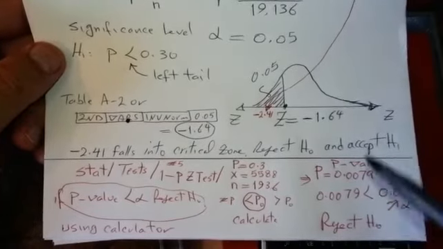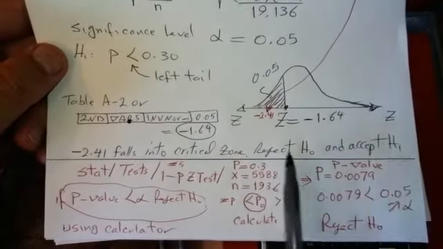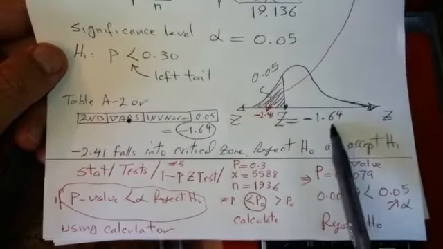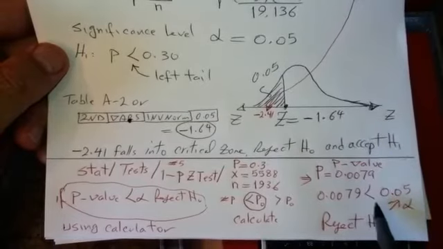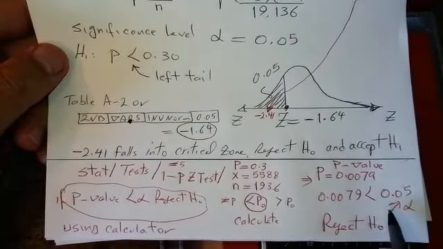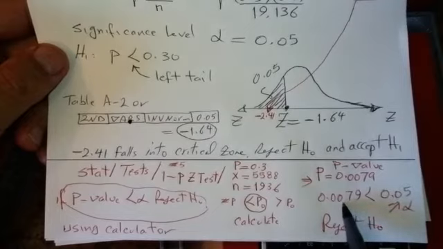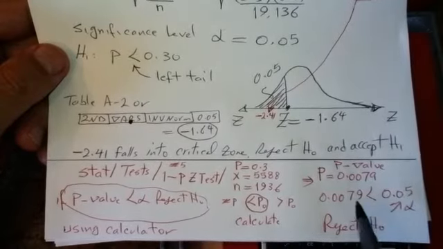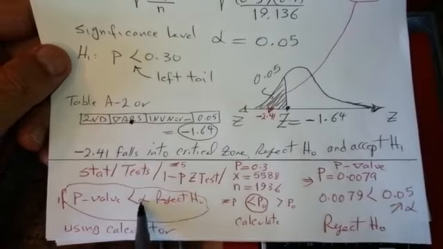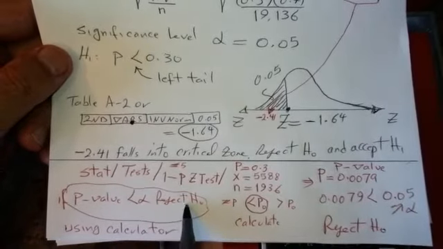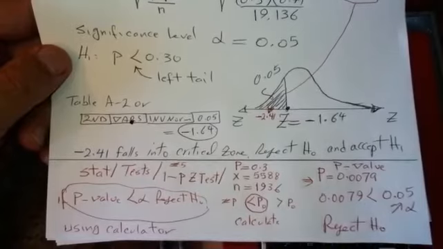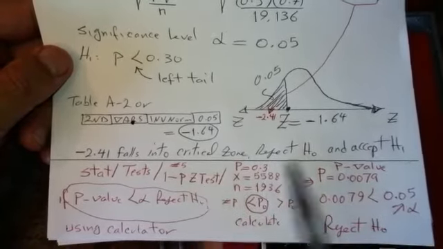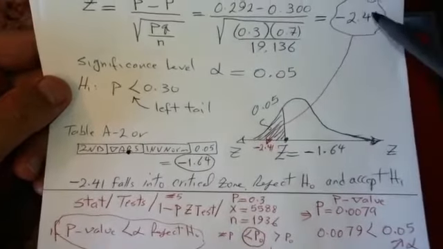Remember, these two methods must match. If you reject H0 here, you should also reject H0 there. These two must match. In that case, you know your problem is correct. Okay? So this is a number that you find from the calculator, and if this number is less than alpha, you always reject H0 and accept H1. So the calculator would actually verify this number for you.